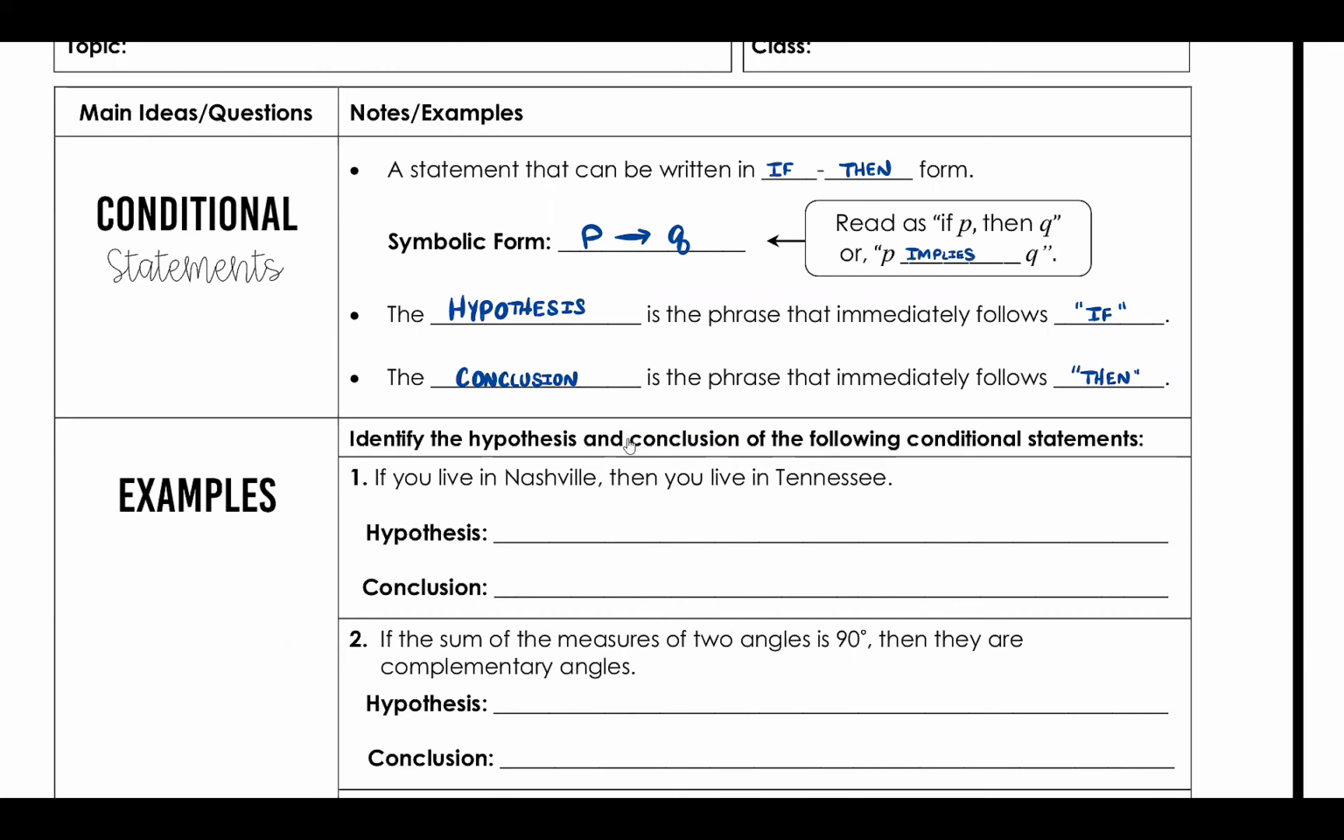So let's look at a couple of examples and see if it'll help us reconnect these pieces. So number one, if you live in Nashville, then you live in Tennessee. Okay, is that a true statement?